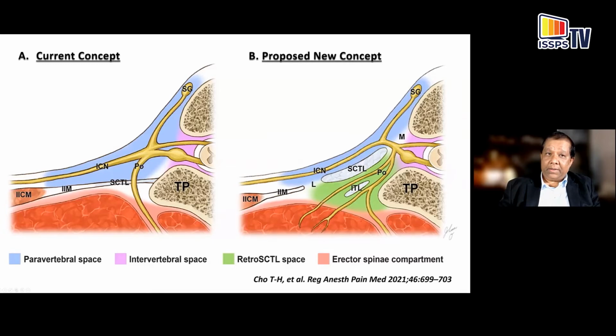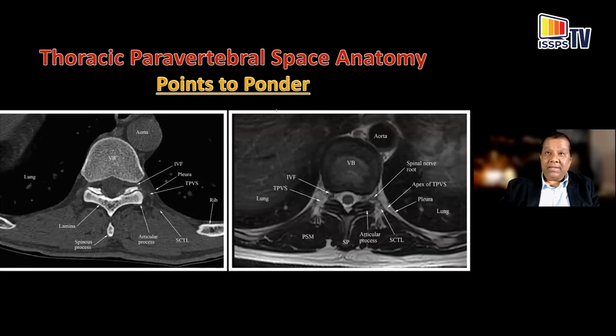And this orange to pink is your erector spinae plane. This is the lateral and the medial slit, while the blue represents the traditional paravertebral space. So where you inject may truly influence how we achieve anesthesia or analgesia.